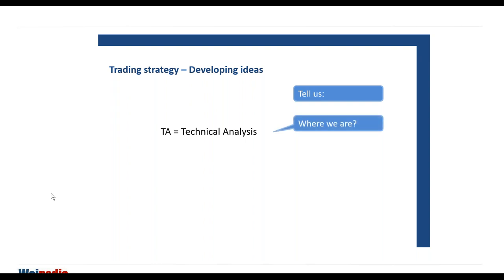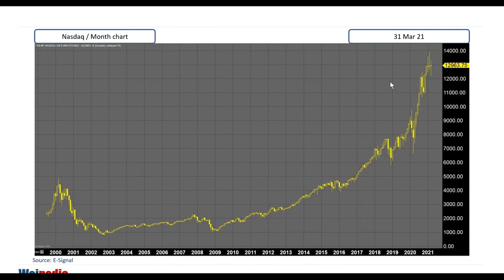As we look at a chart, this is the NASDAQ. As I checked before the webinar, the NASDAQ is currently at 13,300, on this slide I prepared on the 31st of March. It basically tells me where we are today. If you look at the time frame over the last 20 years, this is where we are today, at 13,300, so it's around the high. So the chart tells us we are around the high.